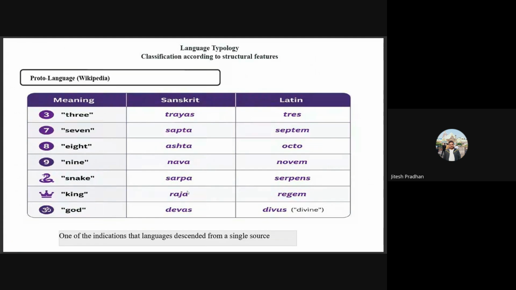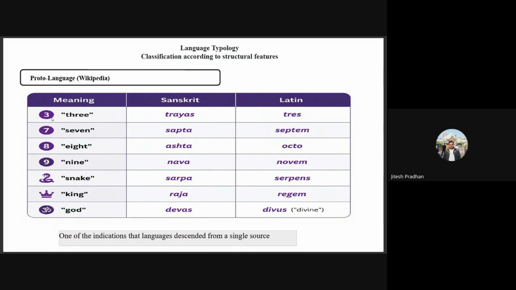Now, what is basically language topology? I think you now know what language topology is. Word topology is basically a structure, and language topology deals with the structure: how a language's words will be structured to form a sentence. Based on that topology, we try to classify the language into different categories, whether it's a Sanskrit language, Latin language, or something else. That is language topology.